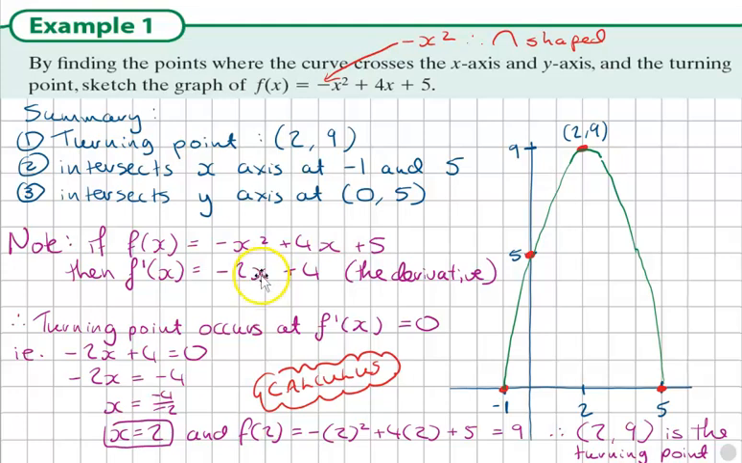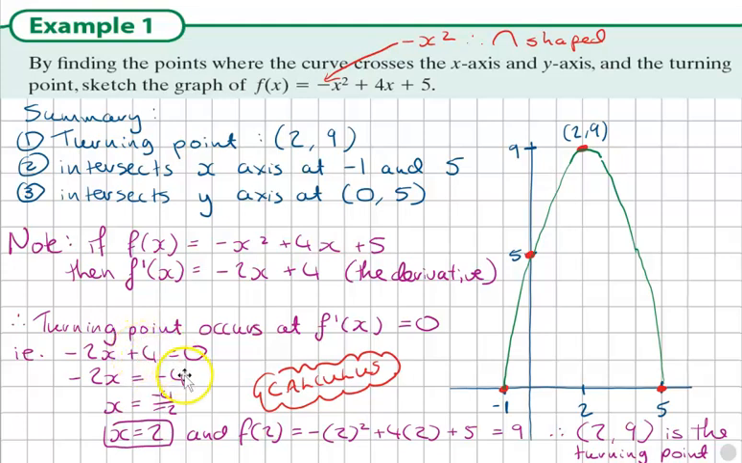So that's where the minus 2x comes from. It's really minus 2x to the power of 1. And then the 4x, we just cancel out the x to get 4, and the constant 5 becomes 0. So the derivative is minus 2x plus 4. We'll cover this in great detail in calculus. Therefore, the turning point occurs when the derivative is equal to 0. So we let minus 2x plus 4 equal to 0, and we solve for x.